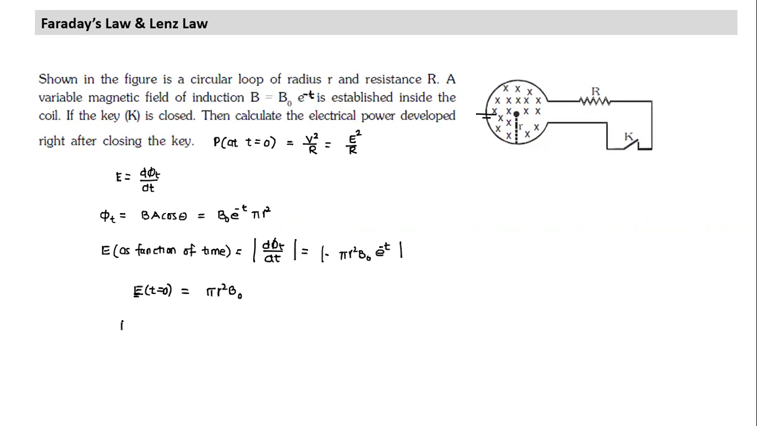So what is the power at time t is equal to 0? E square by R. This R is the resistance, the other r is the radius. So that will be pi square B naught square r to the power 4 by R.